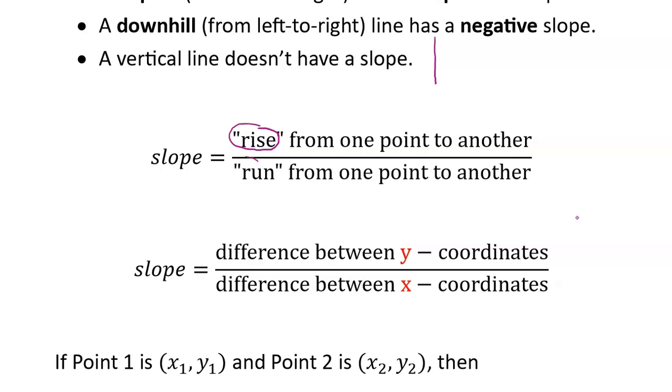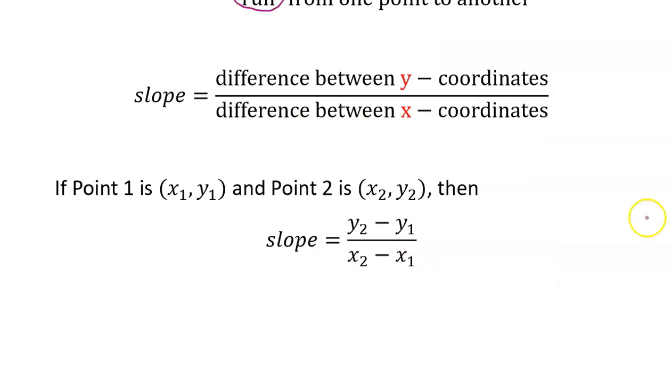What do I mean by the word run? The word run is referring to the difference between x-coordinates on a line. The y-axis goes up and down on a grid. So when you find the rise, you're finding the vertical change between 2 points on the line. When you find the run, you're finding the horizontal change between 2 points on the line.